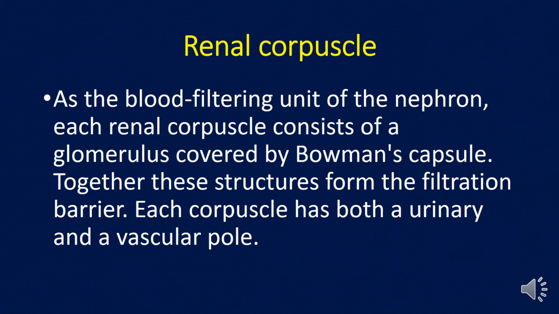Renal corpuscle forms a special blood filtrating unit of the nephron. It consists of the glomerulus covered by Bowman's capsule, which together with a basal membrane forms a special filtration barrier.